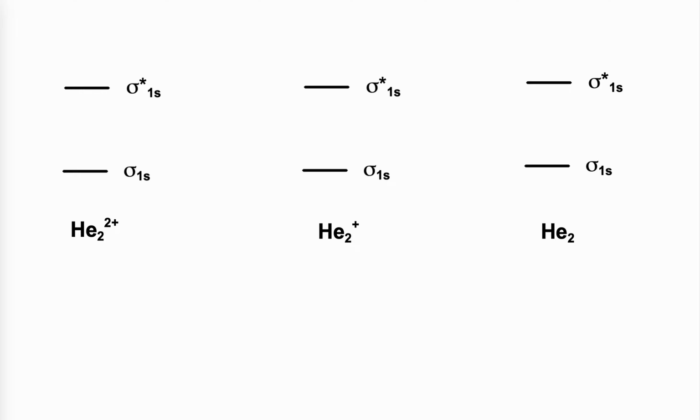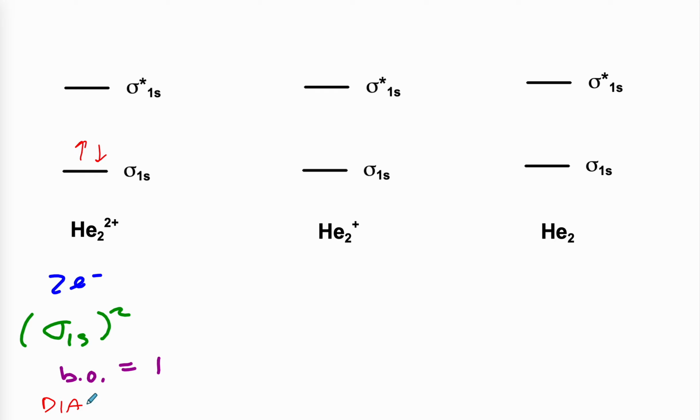Now, let's do the same thing for the helium species. The dihelium dication would have a total of 2 electrons. Its molecular orbital electron configuration would be sigma 1s2. That would have a bond order of 1. I forgot to put the electrons in. There they go. And because now we have only paired electrons, we would predict that that would be diamagnetic.